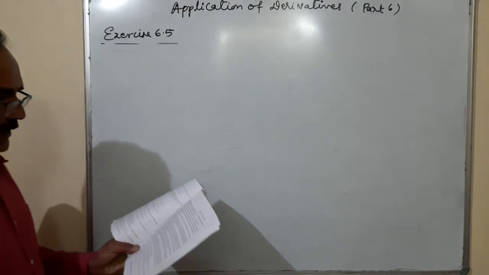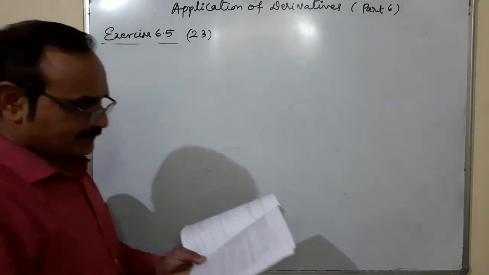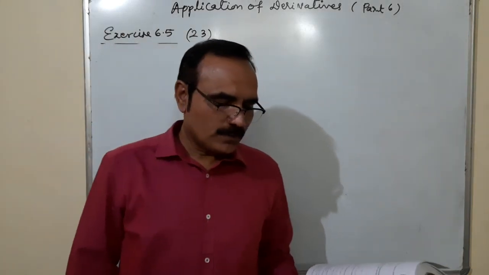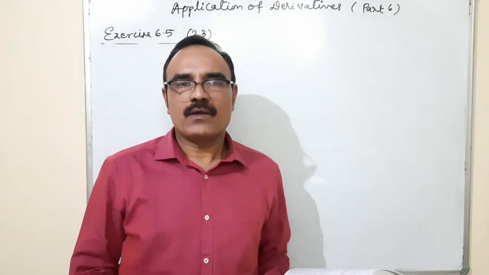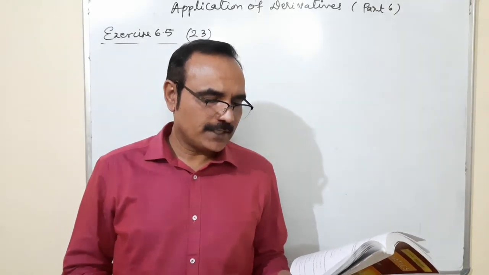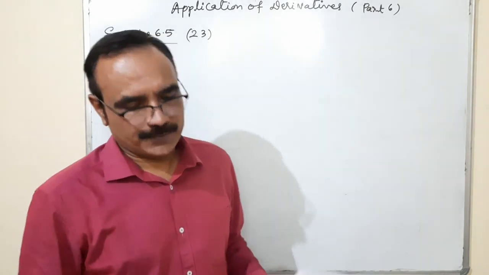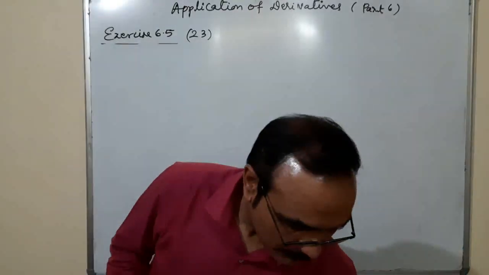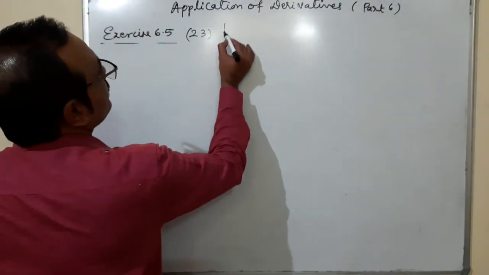Question number 23. Prove that the volume of largest cone that can be inscribed in a sphere of radius capital R is 8/27 of the volume of sphere. Prove that the volume of the largest cone, I am writing this question.